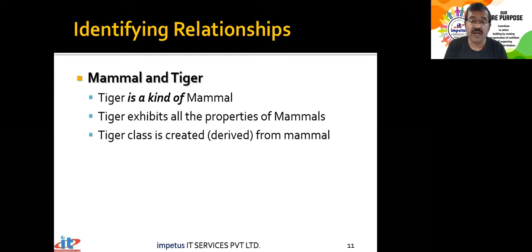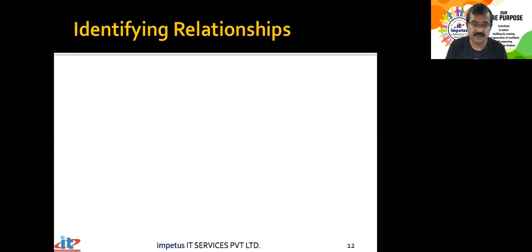Tiger class is created or derived. It inherits all the properties of mammals. So it's class relationship and inheritance.